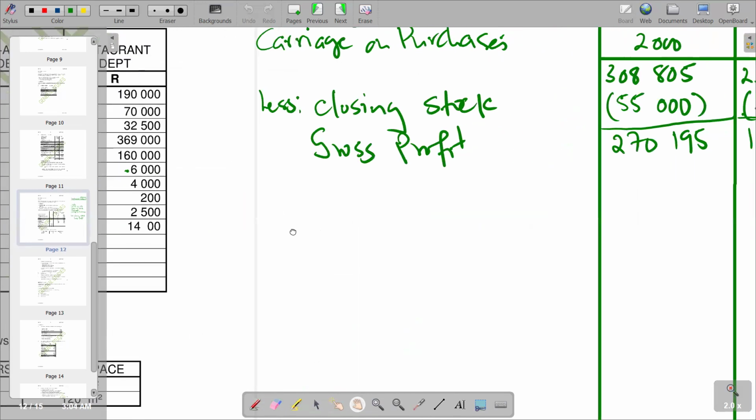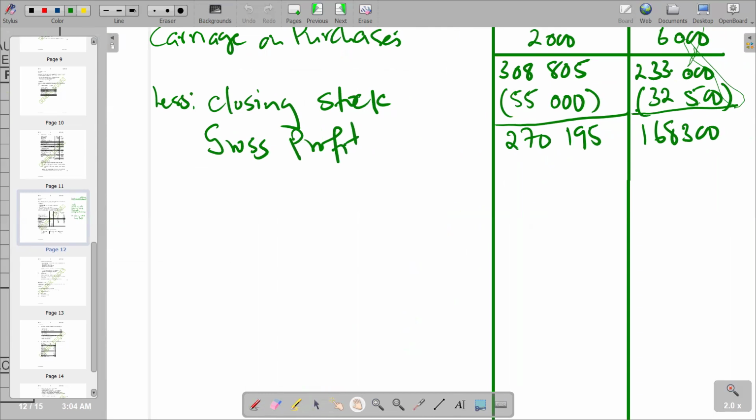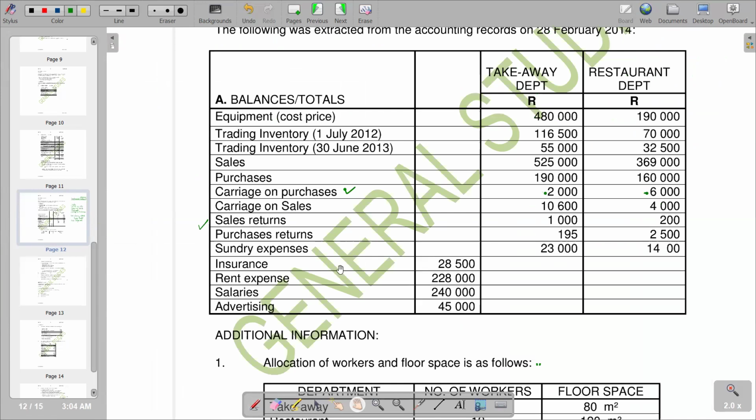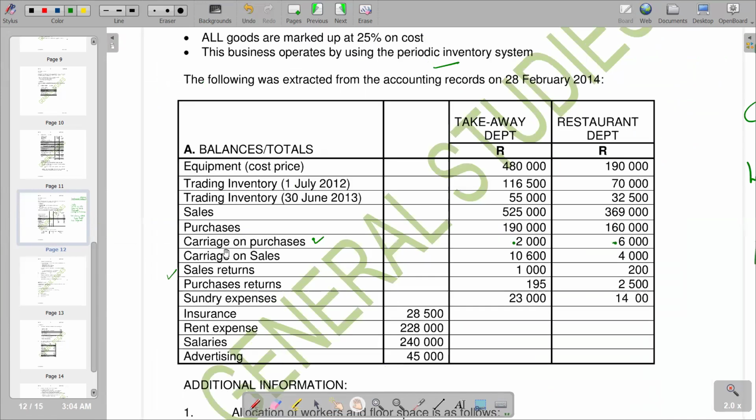So here we are saying less expenses. Under less expenses, again go to the information given and try to see all the expenses that we have, and list them beneath our heading of expenses. So you go down, checking expenses. You see that the first expense that we have is carried on sales, and we have carried on sales here.